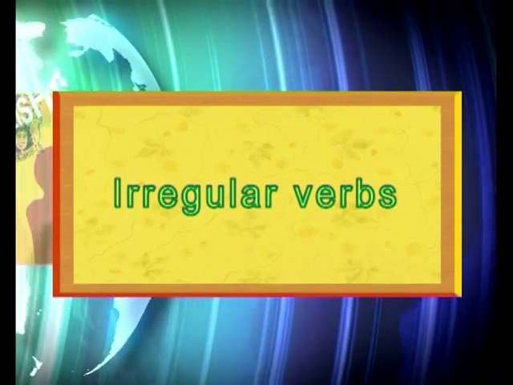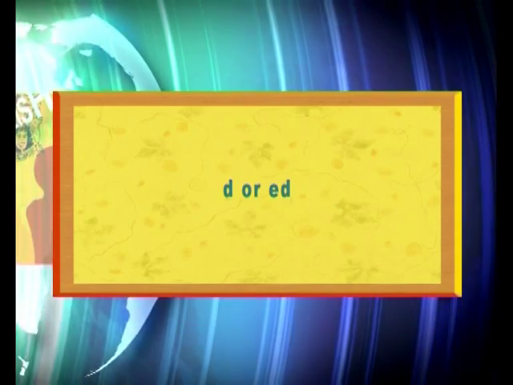So first of all, we'll discuss the main verbs. They can be discussed from different angles. We've got regular verbs and irregular verbs. Regular verbs are the verbs which take D or ED when we change them into the past form.